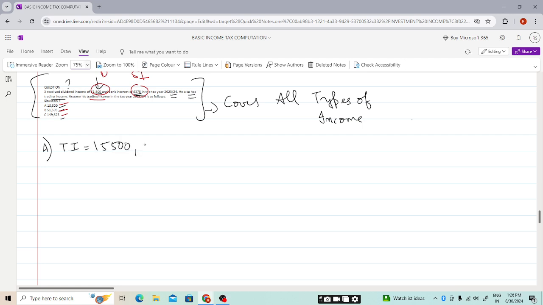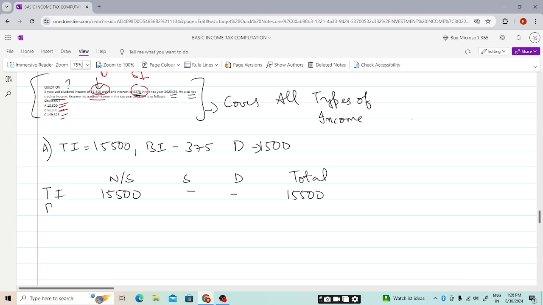Trading income is 15,500, bank interest is 375, dividend income is 1,500. So non-saving income, saving income and dividend income, and this is total. Trading income comes under the head of non-saving income, so total non-saving income is 15,500. Bank interest will come under the head of saving income, that is 375. So total saving income is 375, then dividend income, that is 1,500.